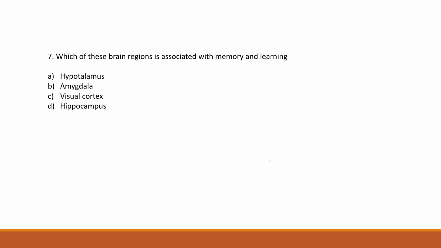Next, which of these brain regions is associated with memory and learning? A. Hypothalamus, B. Amygdala, C. Visual cortex, and D. Hippocampus. What is the answer?